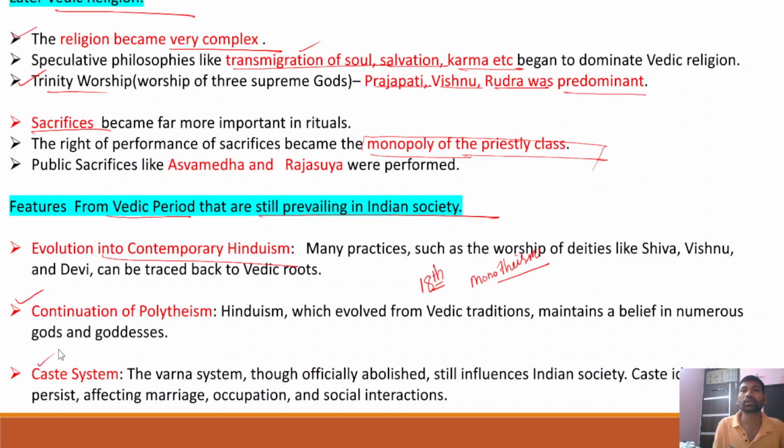Now, the caste system. Earlier in the Vedic period, we had no caste distinction. Society was largely egalitarian in nature, but the caste system developed and came into existence in the later Vedic period, and it still continues even in Indian society. The Varna system was officially abolished in modern India, but it still influences Indian society. There were instances of caste discrimination in several places of the country. Therefore, caste identities still persist when it comes to marriage, occupation, and social interactions of people, right?